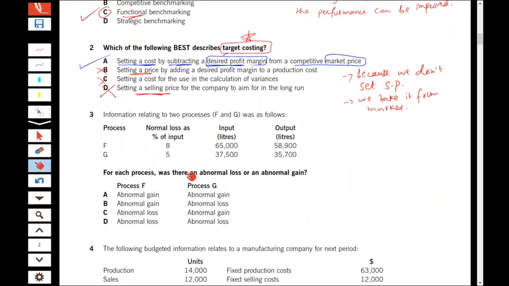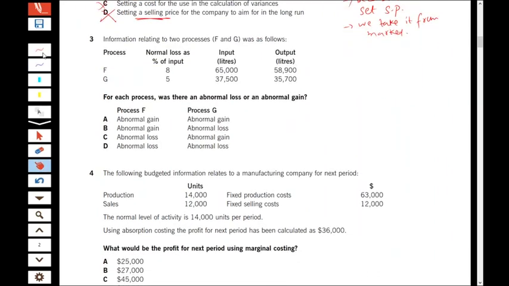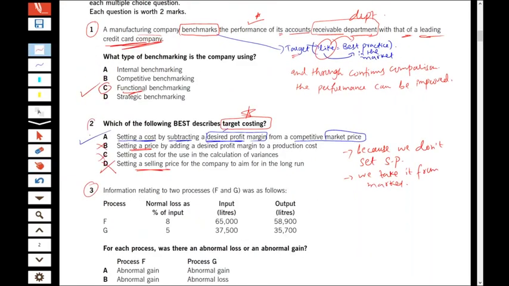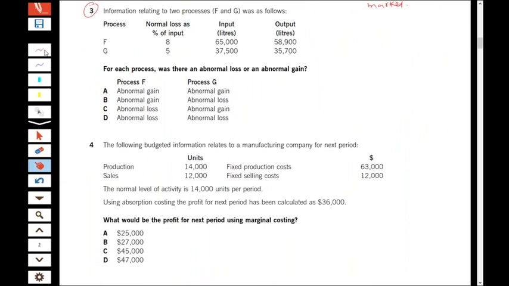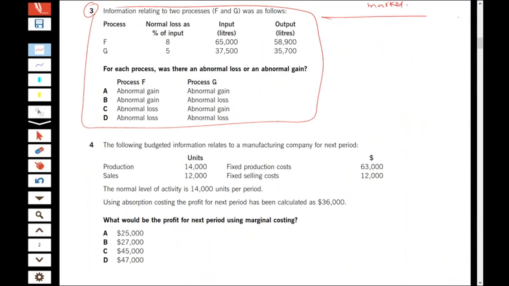Now, this is MCQ number 3. This was MCQ number 2. This is MCQ number 3, and it's of process costing.